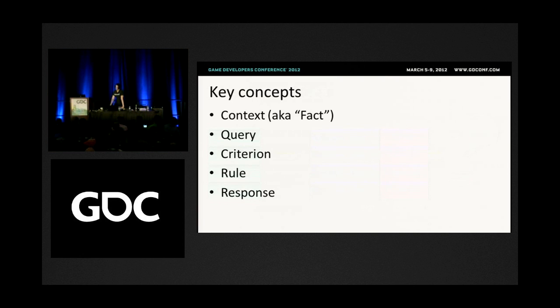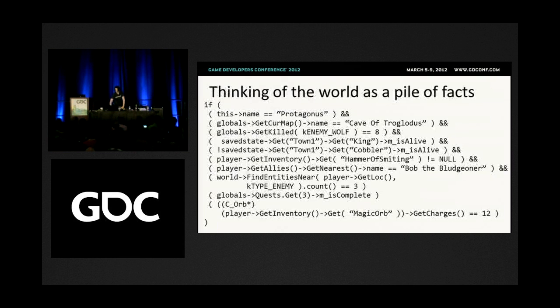A glossary for the words I'm about to throw at you. When I say context or fact, it is just a piece of state about the world, like my hit points. Query is a bunch of those all together, all the state of the world. Criterion is a single thing that has to be true about the world, like my hit points are 5. A rule is a bunch of those together, and the response is the thing that happens.